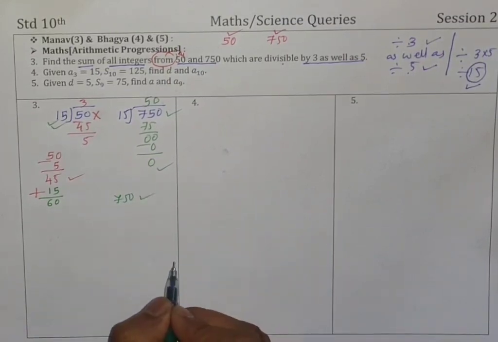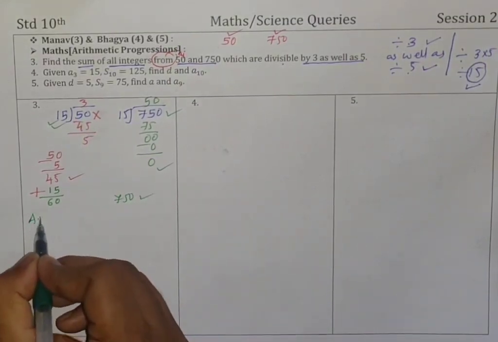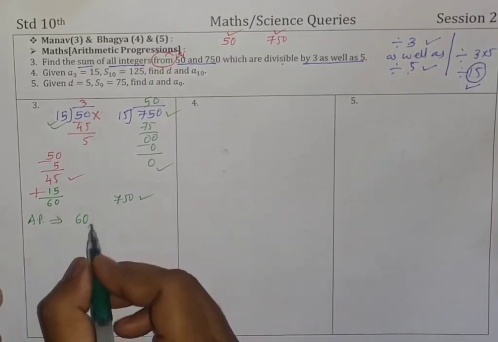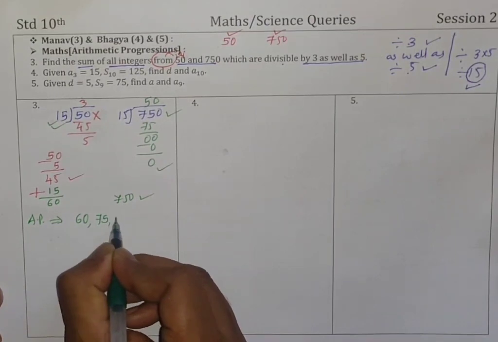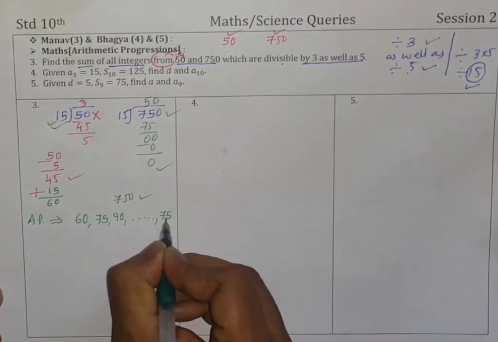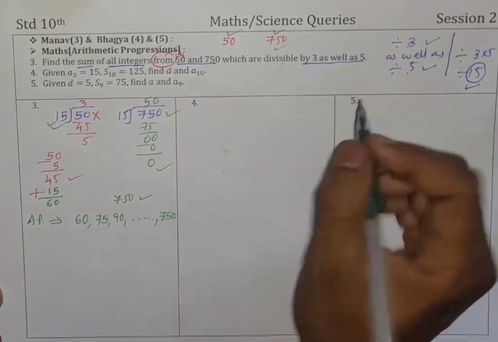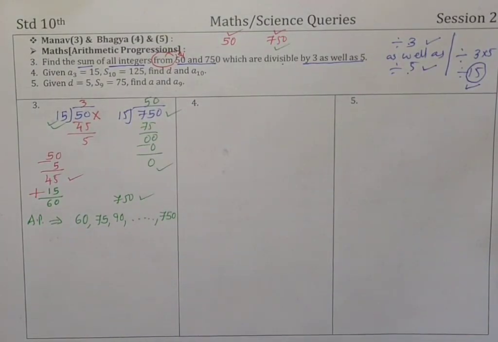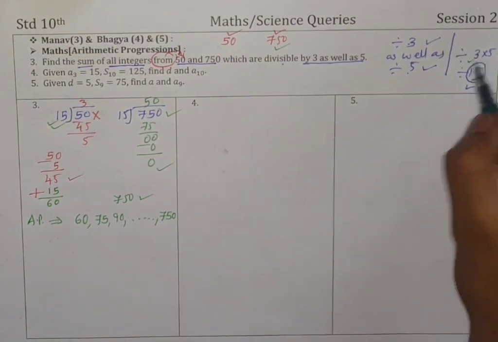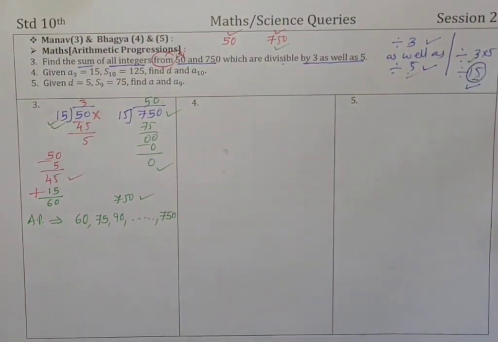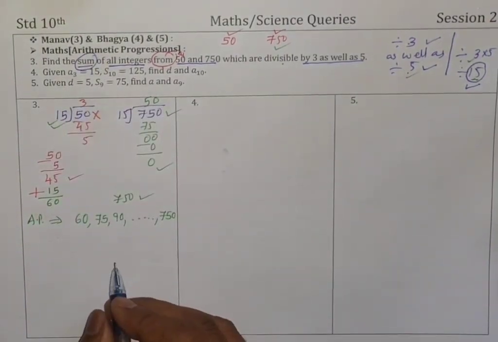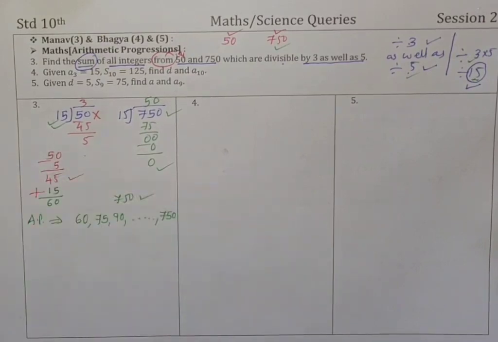Alright, so now you got an AP, children. पहला नंबर है 60, 60 में 15 ऐड करो 75, 15 ऐड करो 90, dot dot dot और आखिरी वाला 750. 750 will be included because it is a multiple of 15. So since it is a multiple of 15, it will be divisible by 3 as well as 5. Clear? Now we are supposed to find the sum. All right, what is the formula to find the sum?